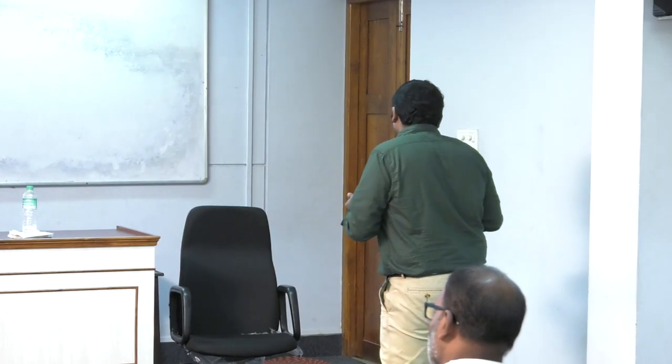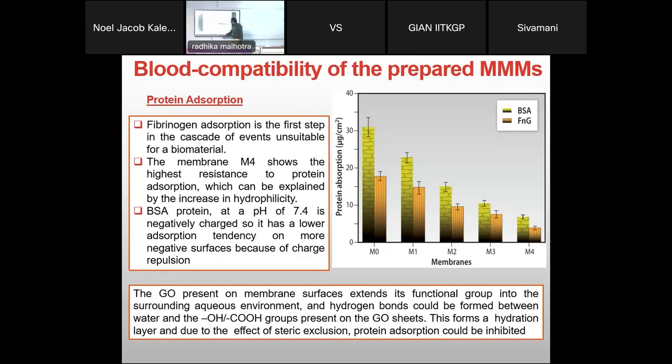And as you can see in the graph, the protein adsorption is given in microgram per centimeter square of the membrane. To do that, you actually need assays. BSA protein at a pH of 7.4 is negatively charged, and our membrane surface charge had decreased, or the negative charge had increased. As a result, you can see a decline in adsorption of both bovine serum albumin as well as fibrinogen. So again, why?